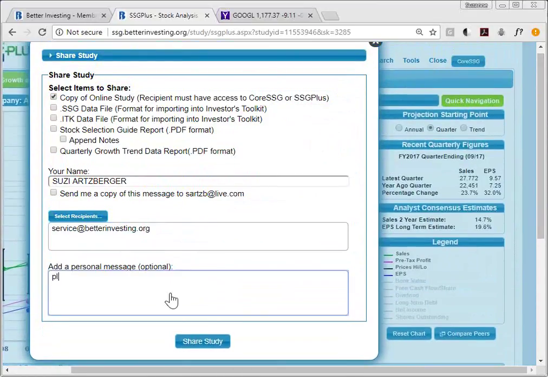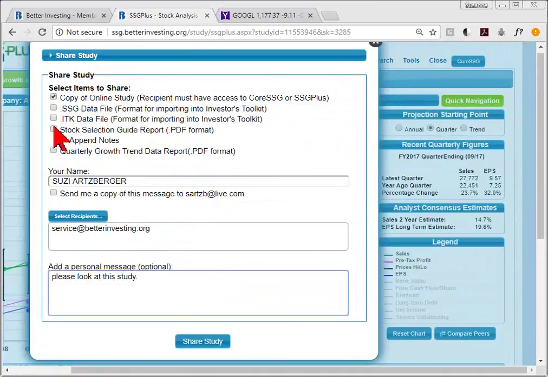I can add a note. This could be to my club member. And then what will happen is when I do this, I send out an email to the recipient that has a link, and they will bring into their account a copy of the study. So that is how you share online. There's no need to export and import. We always recommend doing this. They'll get an exact copy.